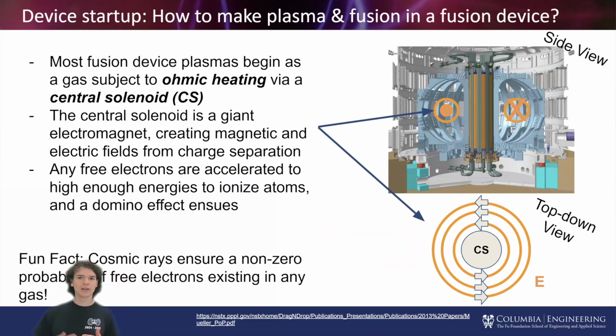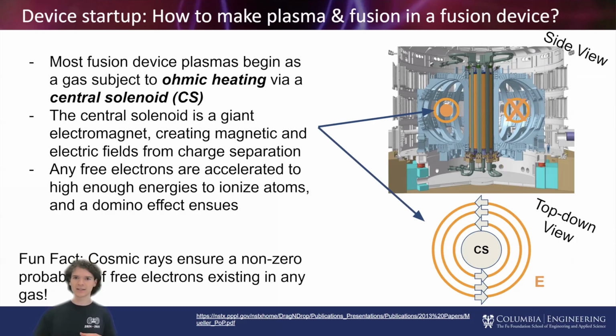Okay, so how do we actually create this breakdown? How do we actually do this plasma startup? How do we take a gas, make a plasma, and then start actually heating this plasma? So one example of how to do this is with something that's called ohmic heating via the part of the device that's called a central solenoid. And the central solenoid, or the CS, is this stack of coils that runs through the center of the device.